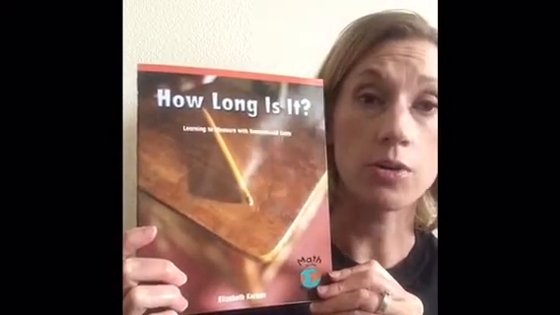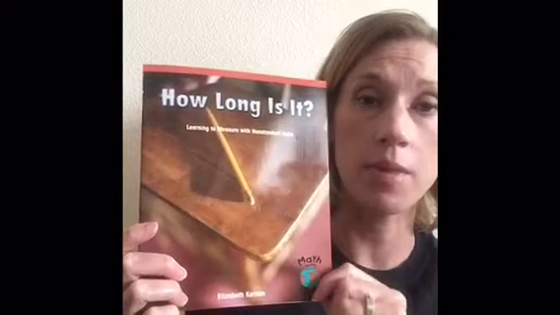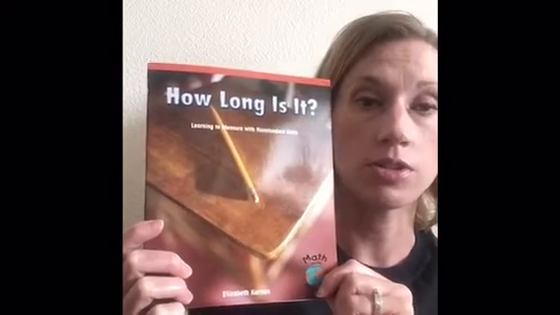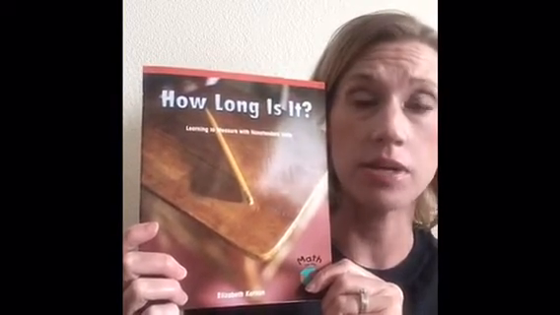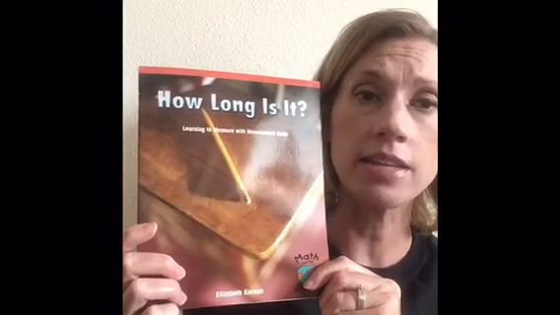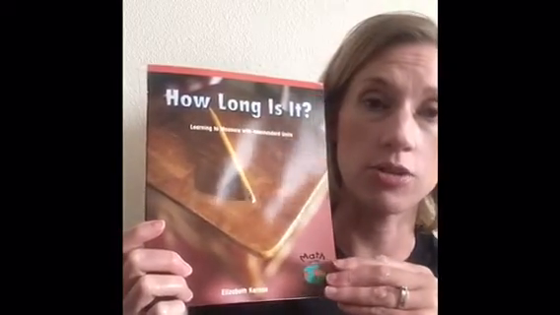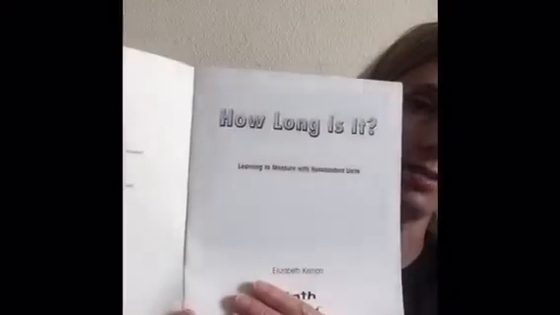So if you have goldfish crackers and they're all the same size, you can line them up and use those. You can also use like a DVD case because all DVD cases are about the same size. Anything that's the same size, you can use that as a non-standard unit. So we're going to learn about that today. This story is by Elizabeth Kernan.